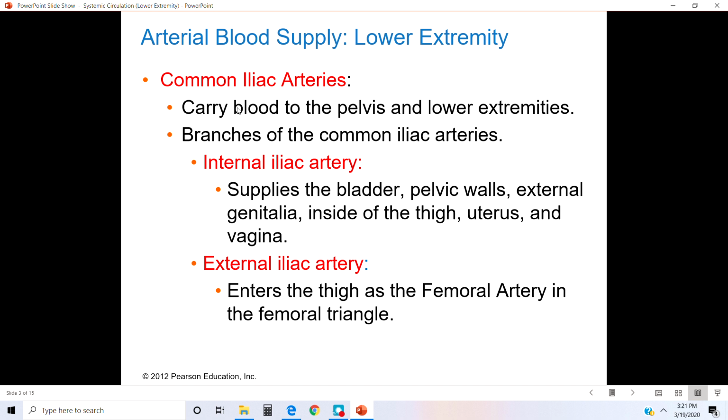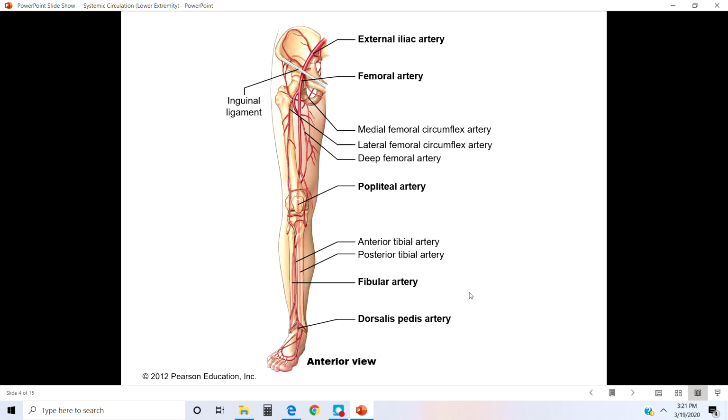The internal iliac artery actually stays inside the pelvis and it supplies the important pelvic organs, the bladder, the pelvic walls, the external genitalia, the inside of the thigh, uterus, and the vaginal canal in the female. The external iliac artery, the other branch, is actually going to enter the thigh, becoming the femoral artery. So inside the thigh, it becomes the femoral artery.